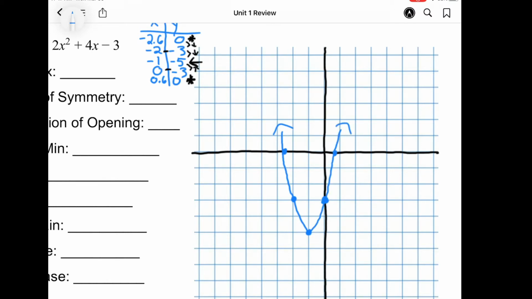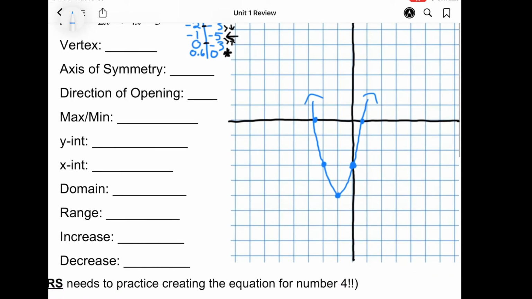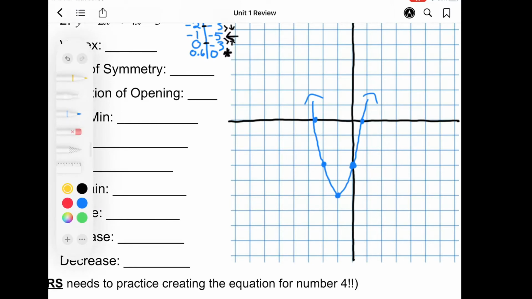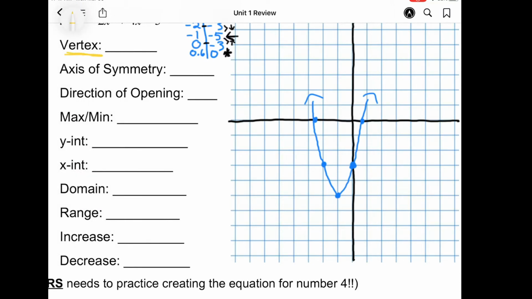So once we have a graph, we're asked to determine all of these key features. So the first one is vertex. Well, for a vertex, I'm going to do it in yellow. Where does the direction of the graph change? If we follow the graph with our yellow, we're going down, down, down, down, down. Then all of a sudden we go up. So what is the point that we change direction? Well, that point is at -1, -5. So that is the ordered pair, or the location that our graph changes direction.